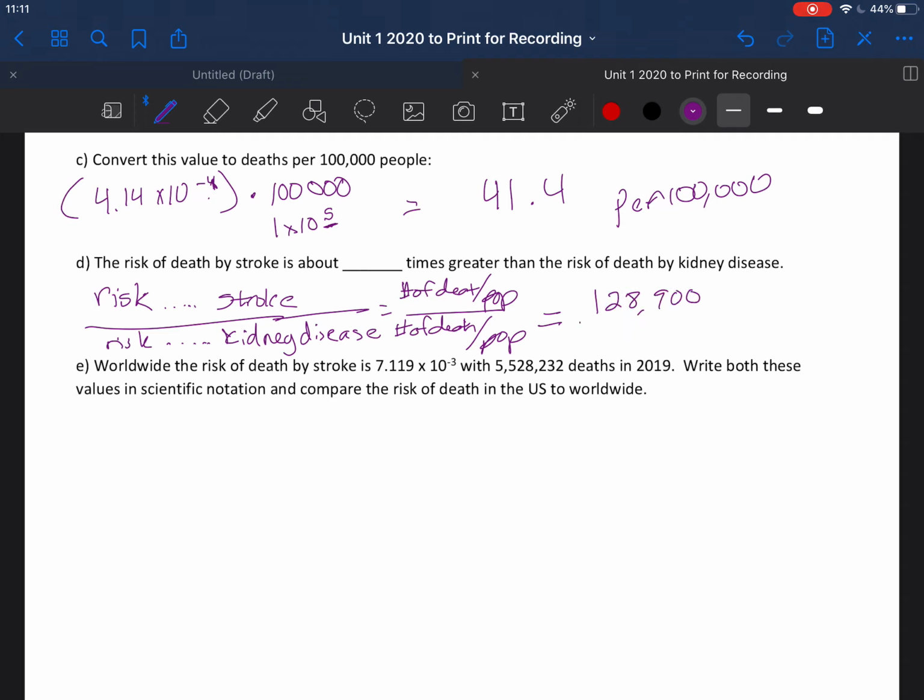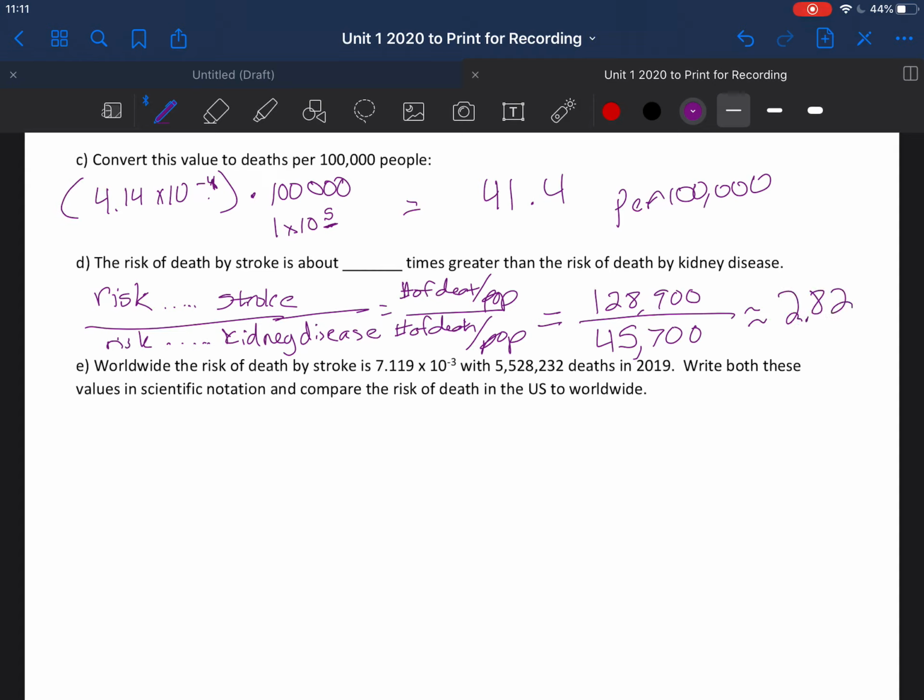I got 128,900. Pause it and check. And then on the bottom, the number of deaths by kidney disease. So here's a chance for you to practice one we haven't grabbed from the table before. Find kidney disease, find the number of deaths. We get 45,700. So when I divide those, I get around 2.82.